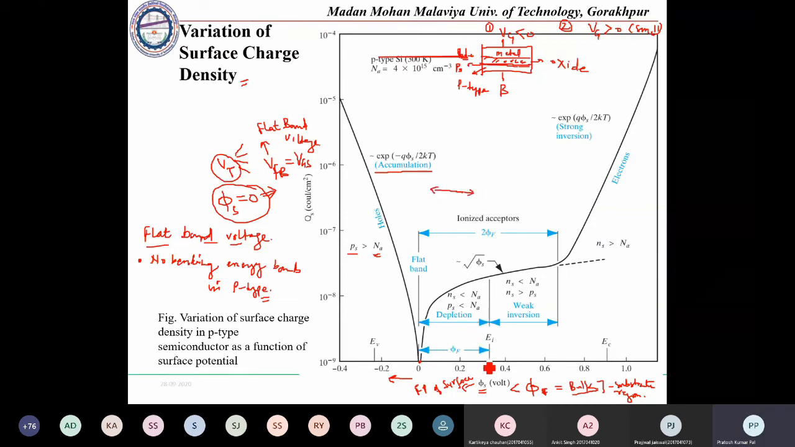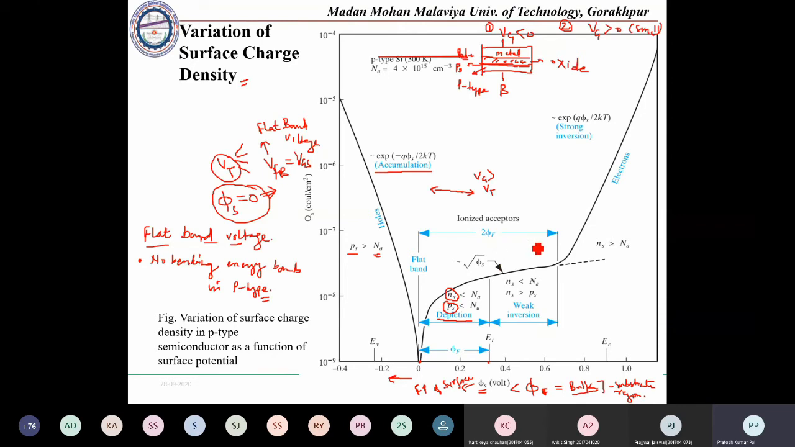Up to the point at which we have applied a gate voltage VG greater than the threshold voltage, this region will be called the depletion region. In the depletion region, the number of electrons at the surface and the number of holes at the surface will be less than the total number of acceptor ions that we have used for doping the p-type substrate.